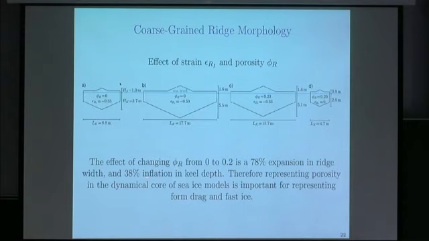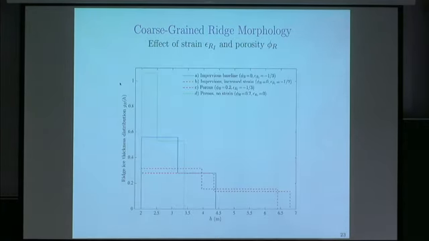So if we increase our porosity from 0 to 0.2, there's a 78% expansion in the ridge width and a 38% inflation in the keel depth. This is important because currently models are using these really sophisticated things like form drag and fast ice, and they're having to apply a porosity after the fact, after we've generated the ridges and the thickness distribution inside the dynamical core of the model, which doesn't include porosity. So we're artificially expanding on top of what the dynamical core is really telling us is happening. And we're able to generate a nice simple thickness distribution from that, analytically.